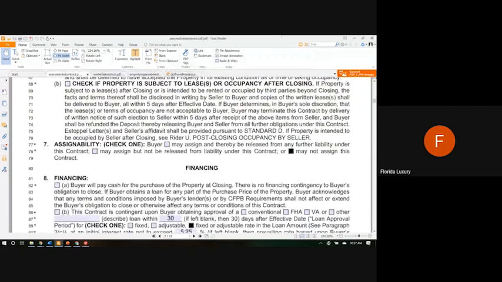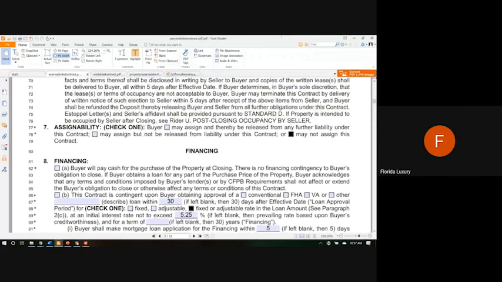You're welcome. Now, assignability. I typically default to the seller may not assign this contract. So let's talk about assignability for just a second. The buyer may assign and thereby be released from liability. The buyer may assign but not be released from liability, or may not assign.